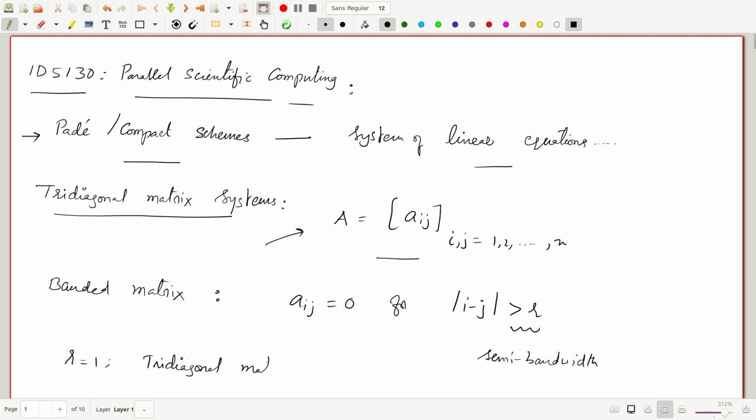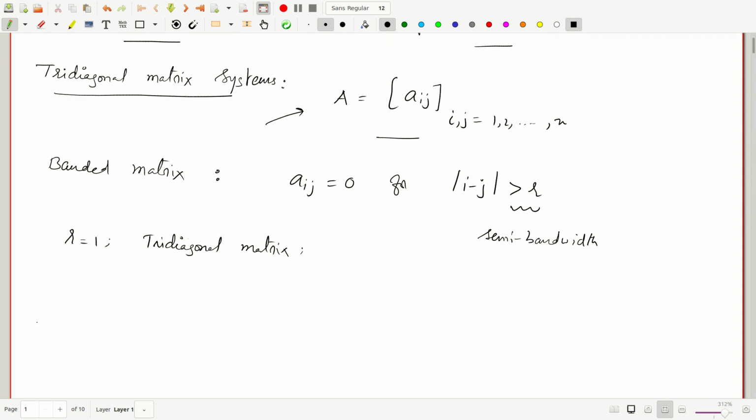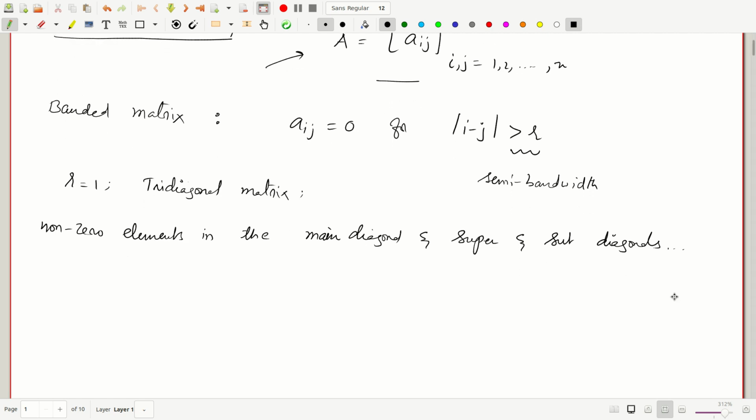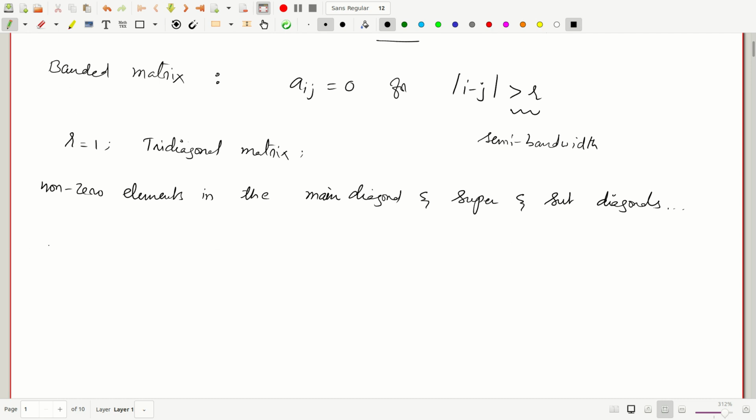So what is a tridiagonal matrix? Essentially you have non-zero elements only in the principal or main diagonal, and the super and sub diagonals. That's a tridiagonal matrix.